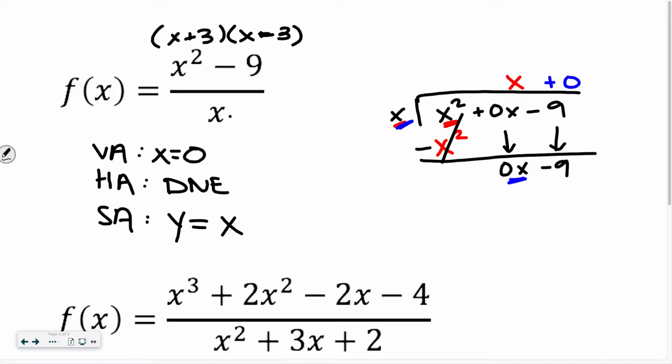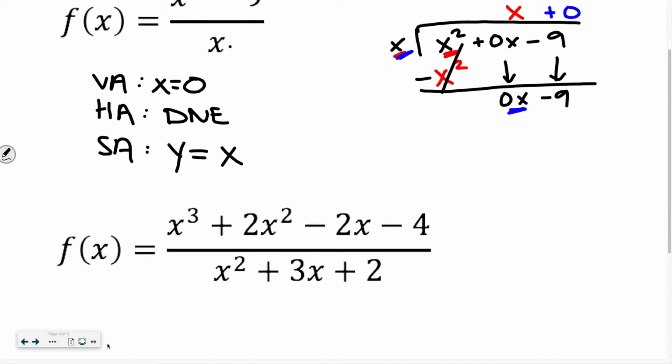If you write y equals x plus 0, that's fine. Don't care what the remainder is, I can stop in the middle of my division. Okay. And then I could go on if I want to find intercepts or if I want to find some more points before I plot them. Okay, let's do this next example.